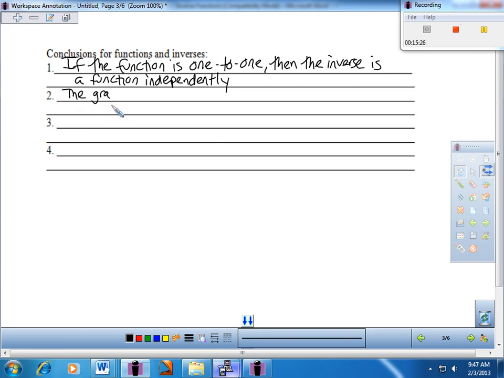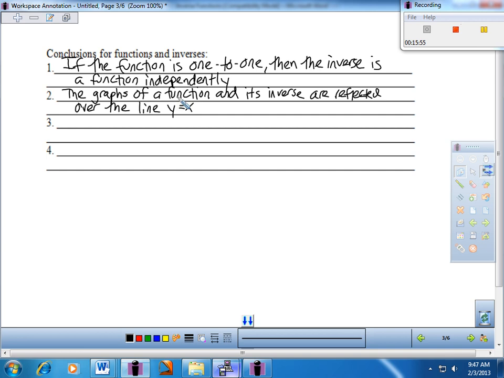So the reflection line. The graphs of a function and its inverse are reflected over the line y equals x. And as I said, that's the line where all of the x and y coordinates are the same.